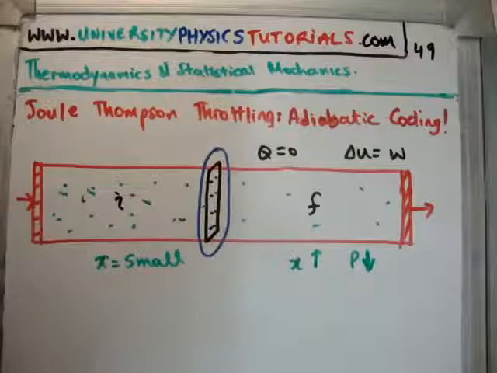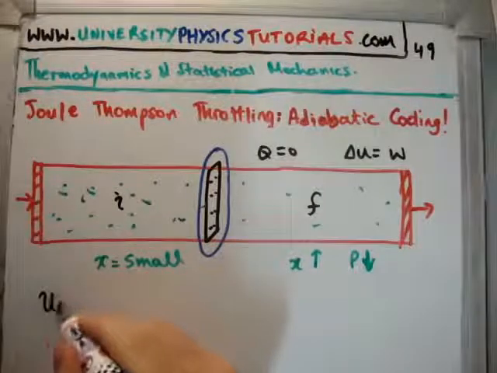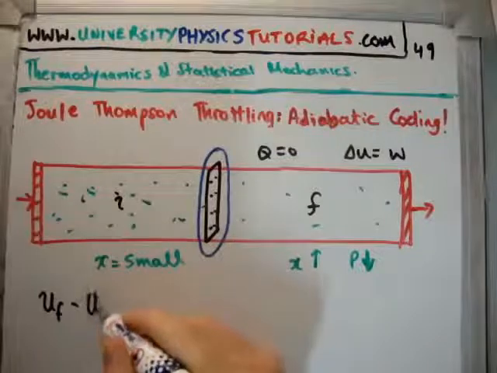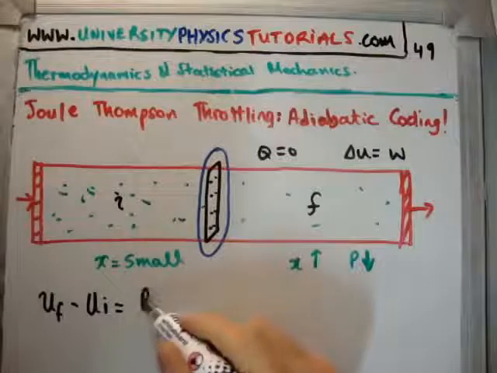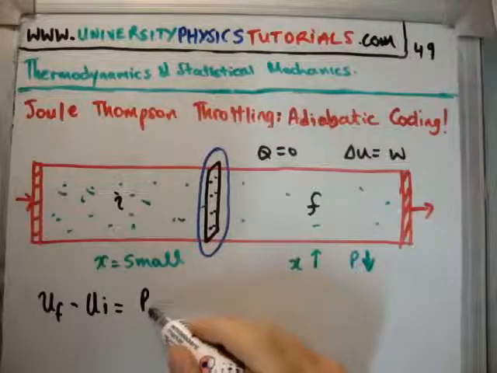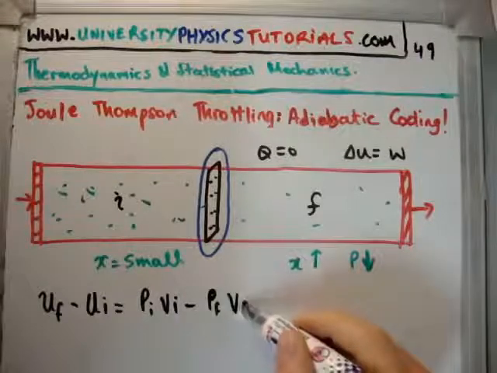So going back to the internal energy, we have the internal energy of the final state minus the internal energy of the initial state is equal to the compression work. I've done a video on compression work in the past; you can look up my videos, and you'll find that it's simply P initial, V initial, minus P final, V final.